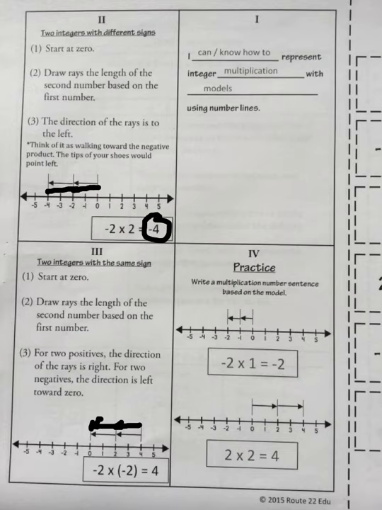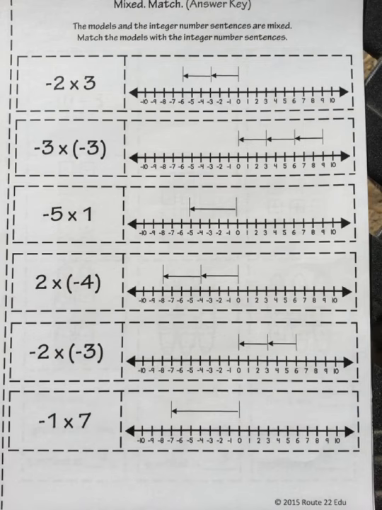So we go twice. Look at your practice. Write a multiplication number sentence based on the model. So I have negative 2 times 1, and that equals negative 2. See, they only went 1 space, but they went the 1 space twice to the left. And here you can see they have 2 times 2 equals 4, and they go 2 spaces, and then they go an additional 2 spaces to end up with 4. Okay, let's look at our next one.